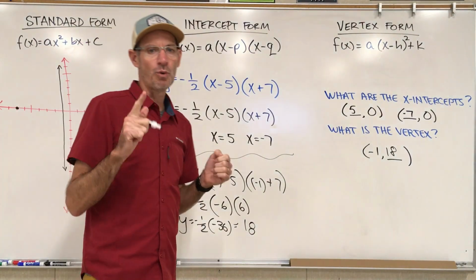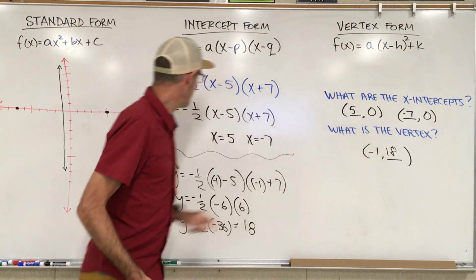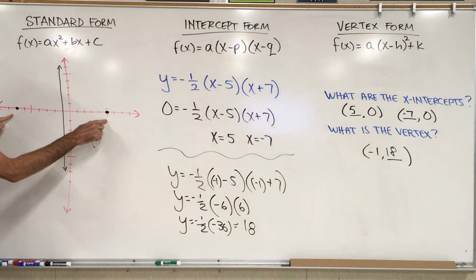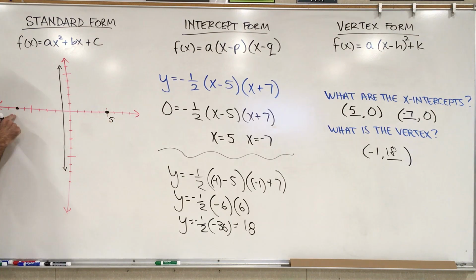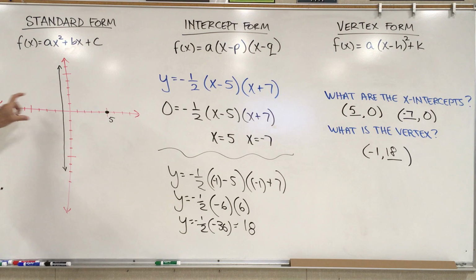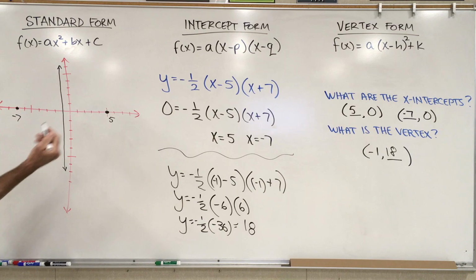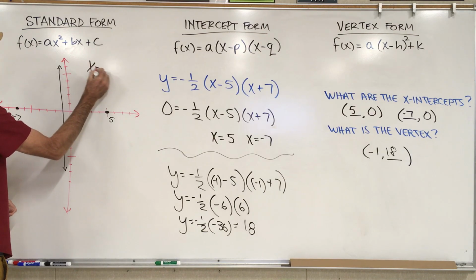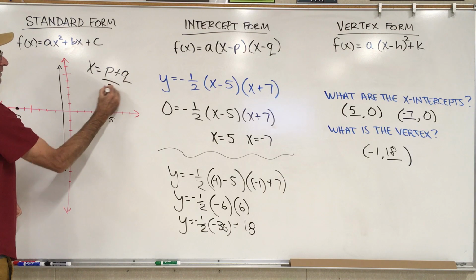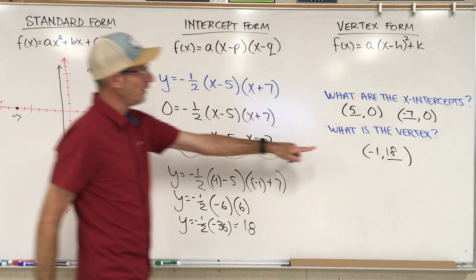Before we're done, I want to show you one more way that we can find the x-coordinate of the vertex. Because it's exactly in the middle, in between 5 and -7, there's a formula that you can use that helps you find the x-coordinate of the vertex if you're not looking at the graph. You can find this exact middle point by making a calculation. And the calculation goes like this: x equals p plus q divided by 2. So if we take this coordinate and that coordinate and add them up and divide by 2, the answer is going to come out to -1.